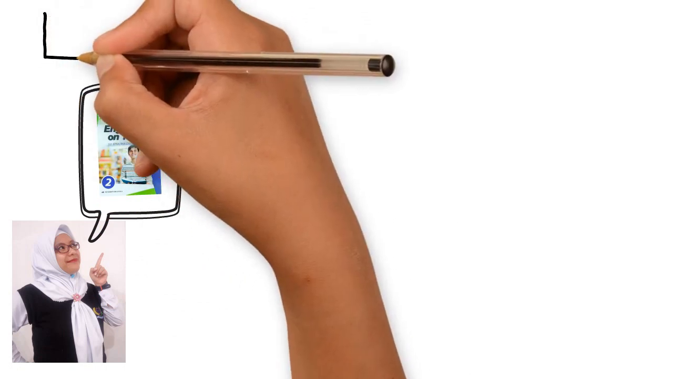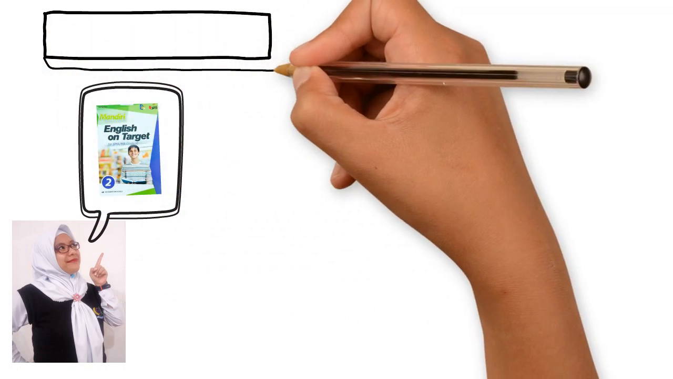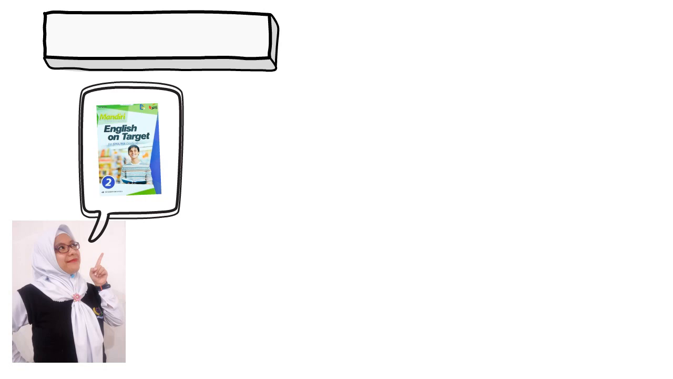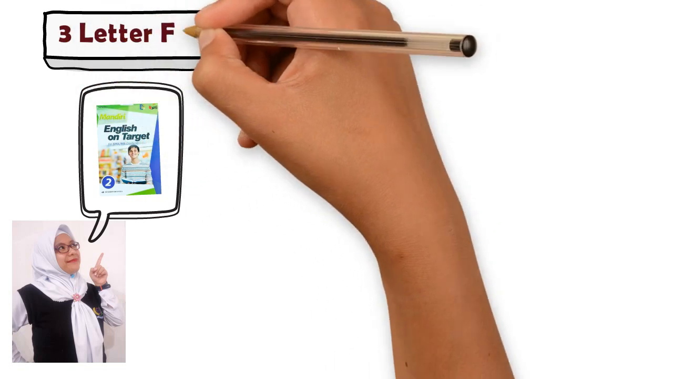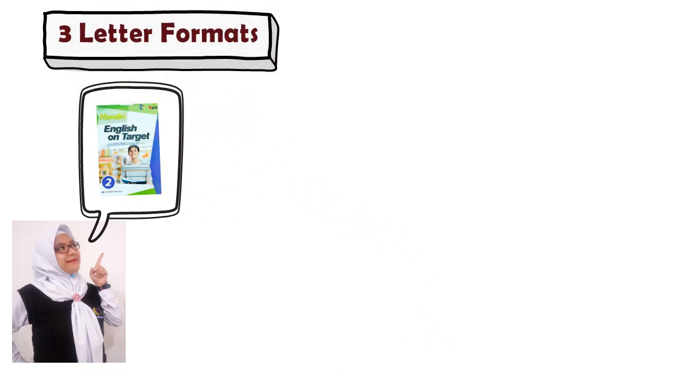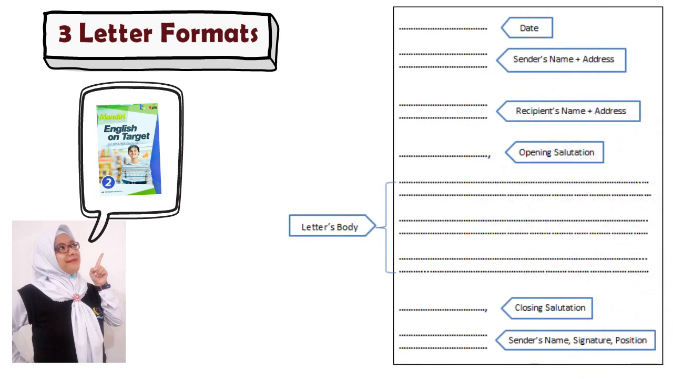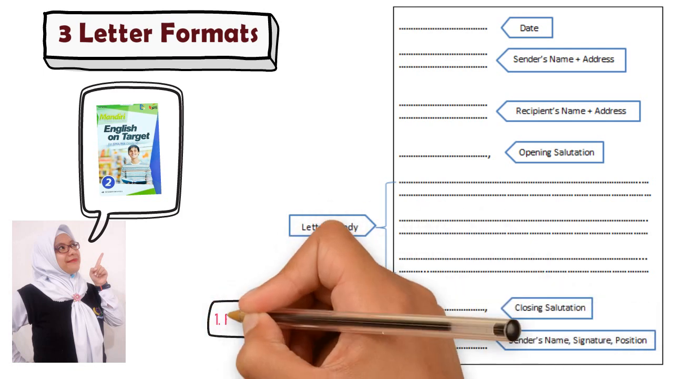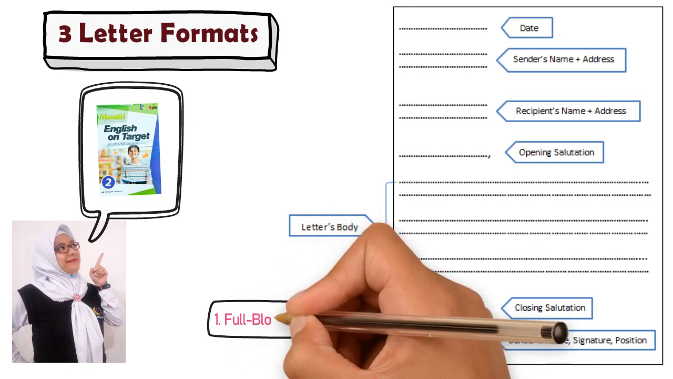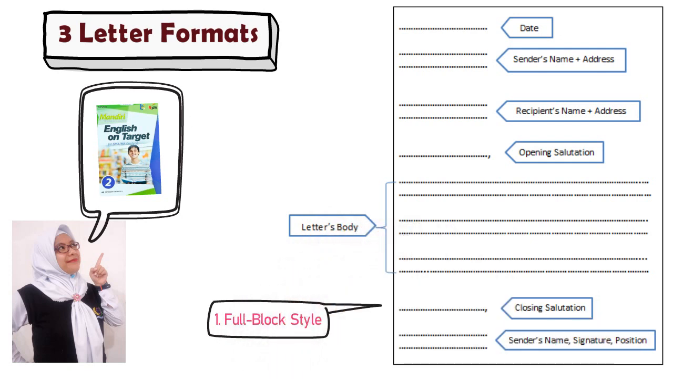Okay, according to our book that we are using right now, there are three letter formats that we need to learn. The first one is called full block style. In this style, all the elements are aligned to the left margin and there are no indented lines. Jadi, dalam format ini, semua bagian suratnya ada di sebelah kiri marginnya ya. Tidak ada paragraf yang menjorok.